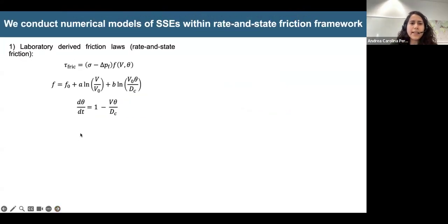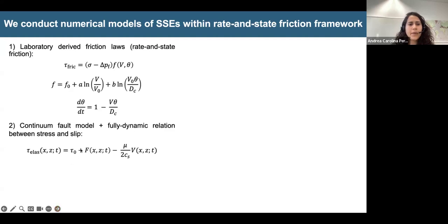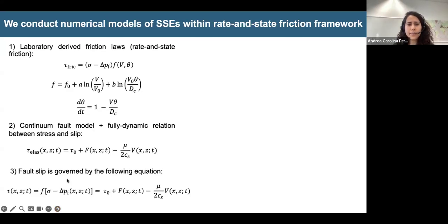So we conduct models within the rate and state friction framework. These types of models have different ingredients. One of them is, as I mentioned, laboratory-derived friction laws. We account for the aging law in the evolution of the state variable. We also assume a continuum fault model and a fully dynamic relation between stress and slip. The fault slip in this model is controlled by this equation where we're assuming an equilibrium between the shear stress and the frictional strength, and the pore fluid pressures are just affecting the frictional strength.